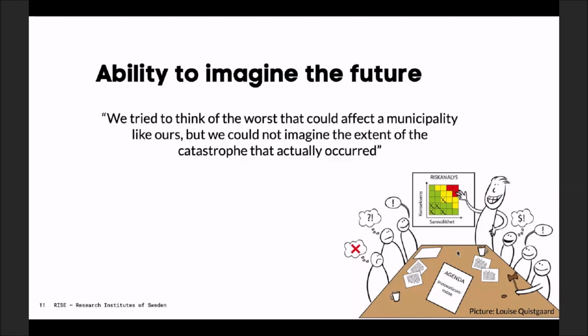We tried to think of the worst that could affect a municipality like ours, but we could not imagine the extent of the catastrophe that actually occurred.